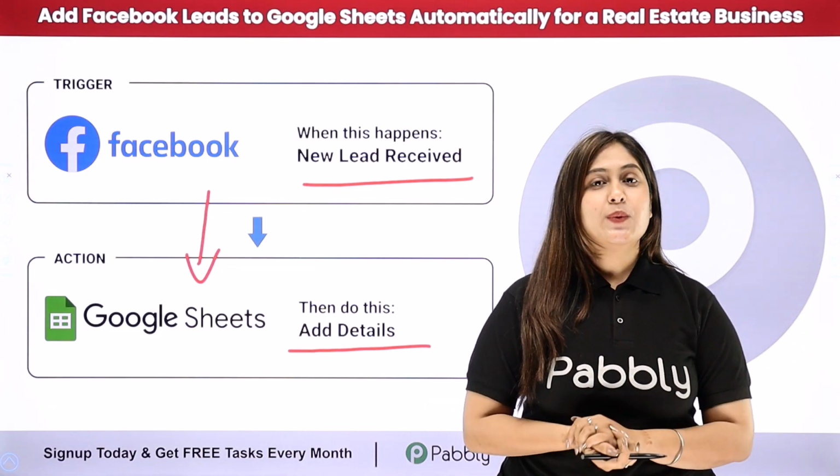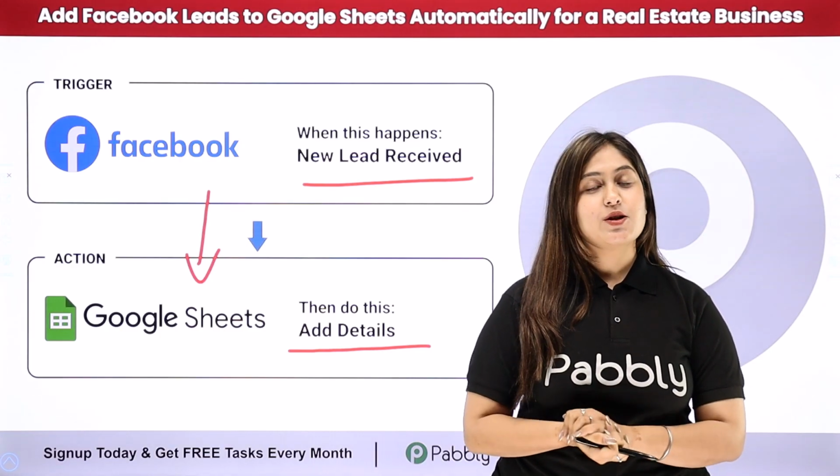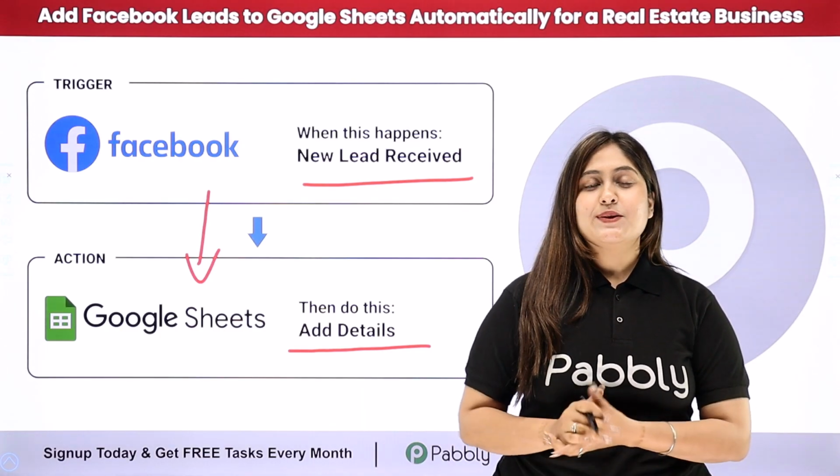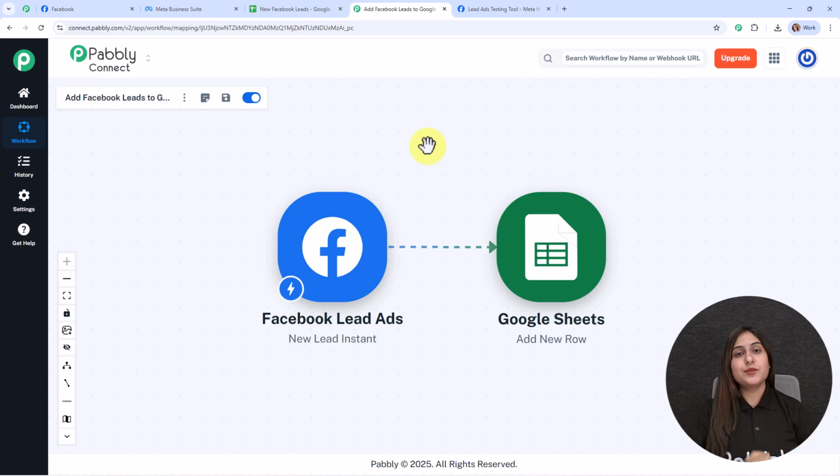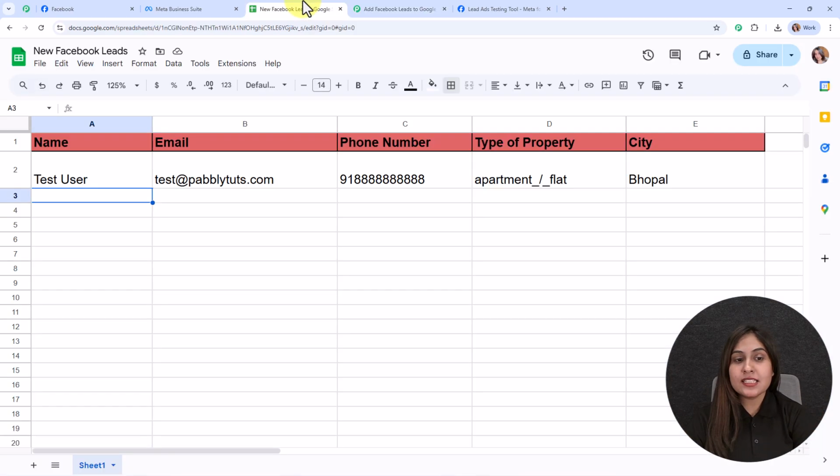Now, to see the working of this automation and to learn this process step by step, let me take you to my screen. Welcome to my screen. Here you can see a connection that I have built between these applications using an automation software. As you all know, my objective is that whenever I receive a new lead from my Facebook lead ads, I instantly want to add that detail in my Google Sheets as a new row.